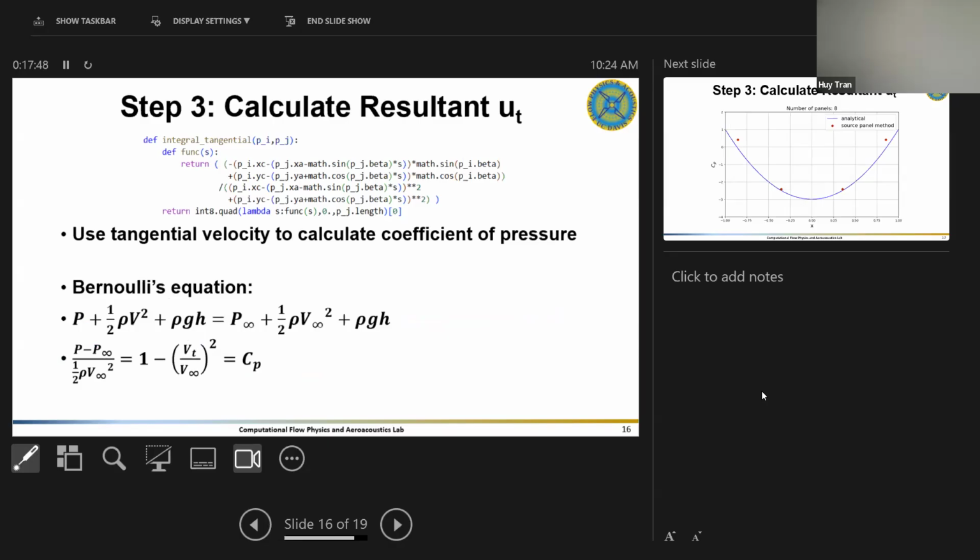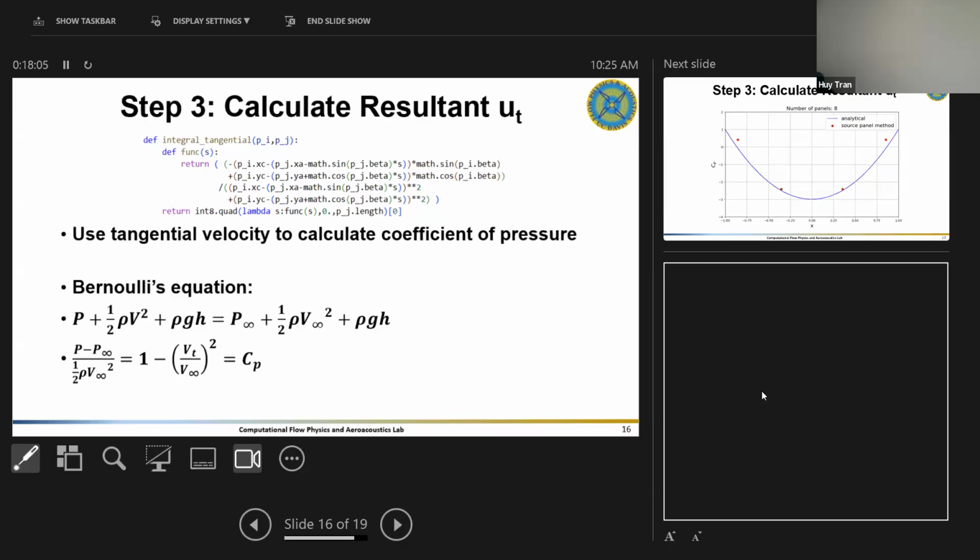So we solve that, and with your VT, you can then solve for the pressure coefficient. We rederive Bernoulli's equation to obtain the following expression: 1 minus VT over V free stream, squared, gives you CP. So, doing so, what do we get?